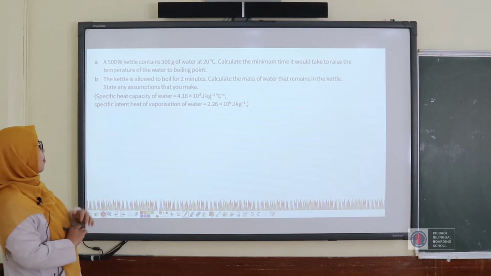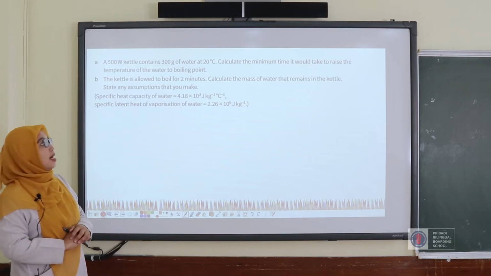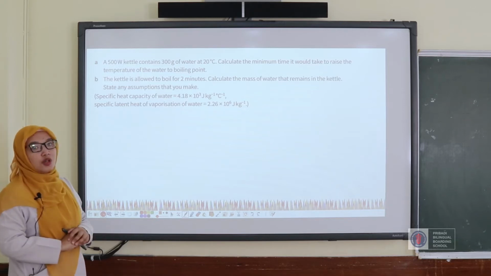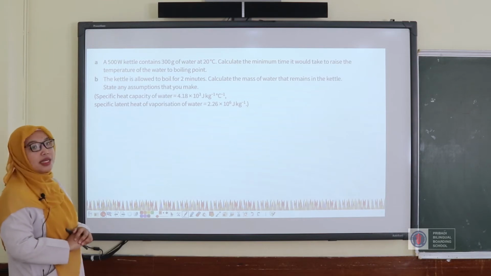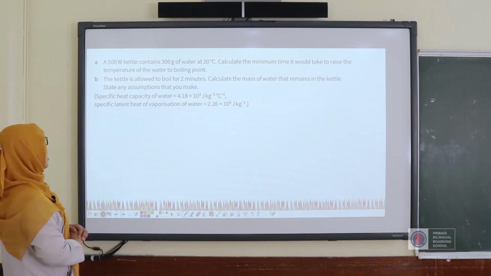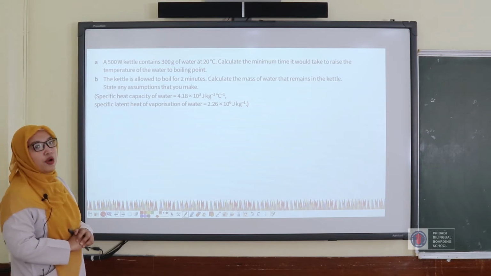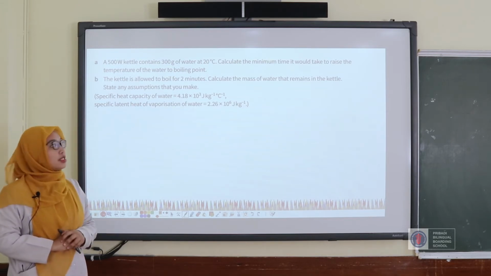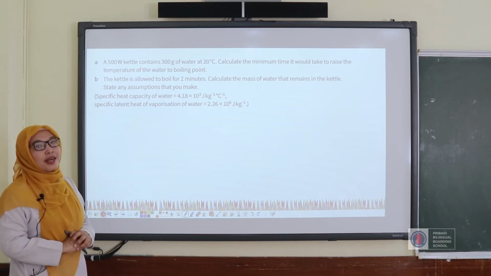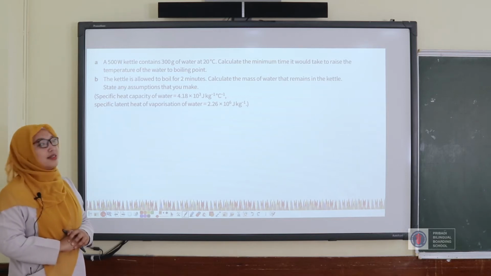Given the specific heat capacity of water is 4.18 times 10 to the power of 3 joule per kilogram degree Celsius, and then the specific latent heat of vaporization of the water equals to 2.26 times 10 to the power of 6 joule per kilogram. Okay, let's discuss it together.